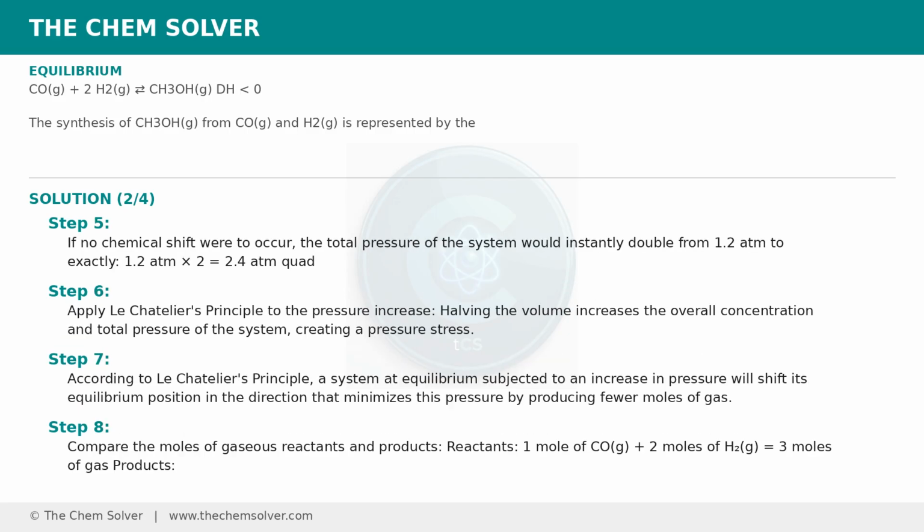If no chemical shift were to occur, the total pressure of the system would instantly double from 1.2 atmospheres to exactly 1.2 atmospheres times 2, which is equal to 2.4 atmospheres.